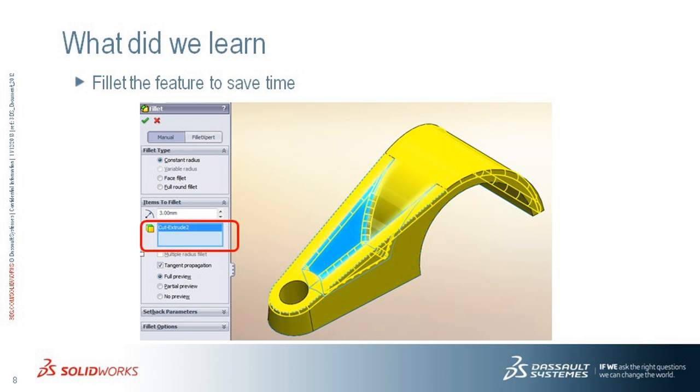You don't have to go and select a whole bunch of edges and make sure you got them all, because that's what happens a lot in these contests: there'll be one fillet missing, one edge they didn't fillet. Had they filleted the feature, maybe they wouldn't have had so much of a problem.